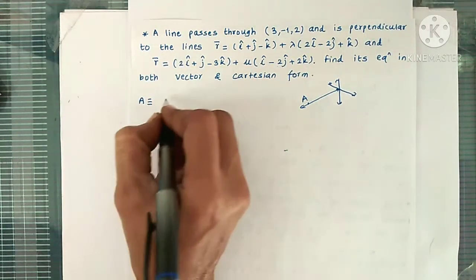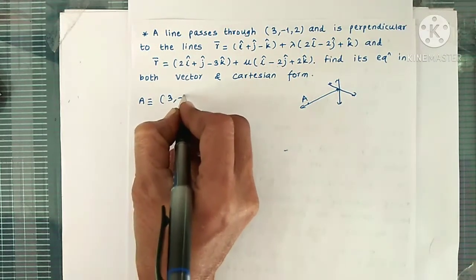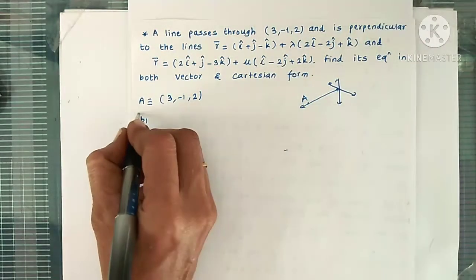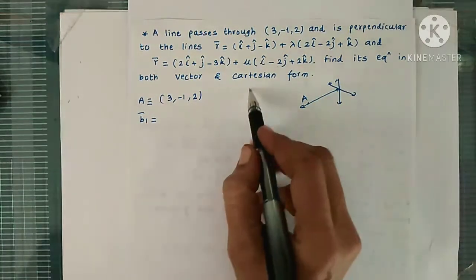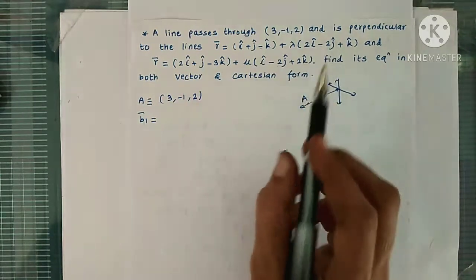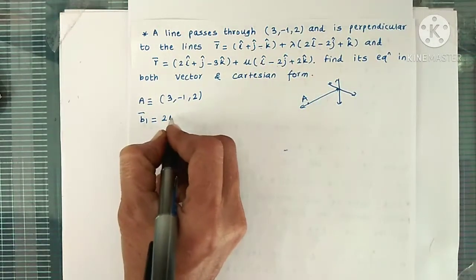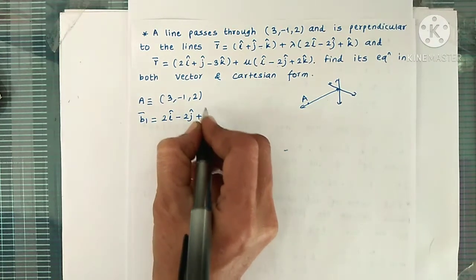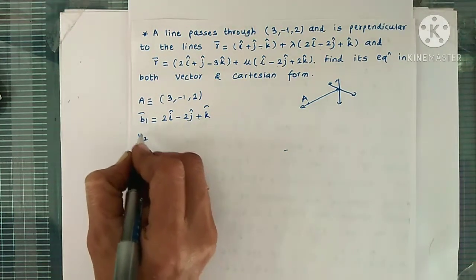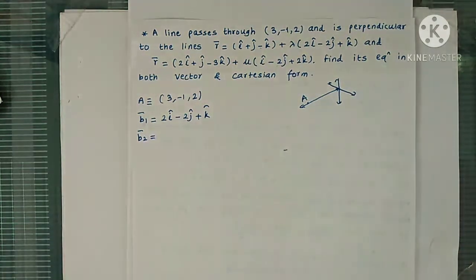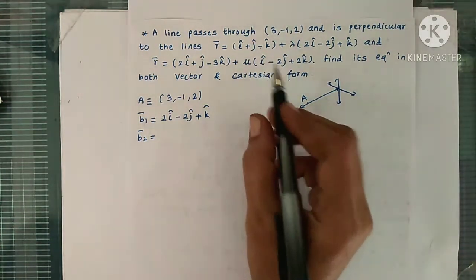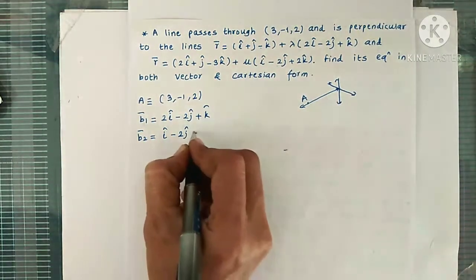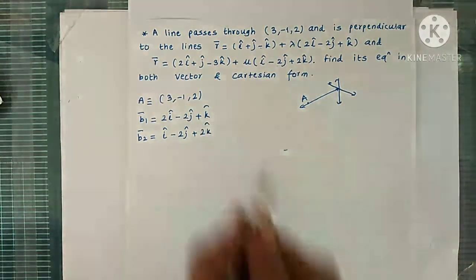So point A is given, 3, minus 1, 2. Let b1 bar be the vector which is parallel to the first line, which is 2 i cap minus 2 j cap plus k cap, and b2 bar is the vector which is parallel to the second line, and that is i cap minus 2 j cap plus 2 k cap.